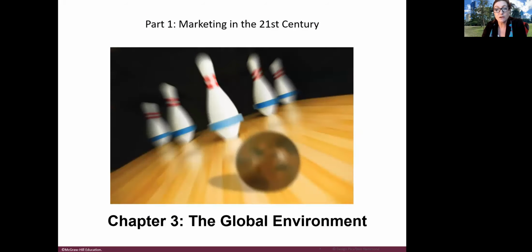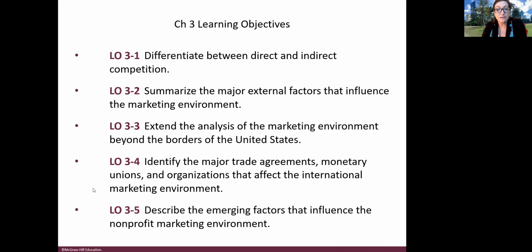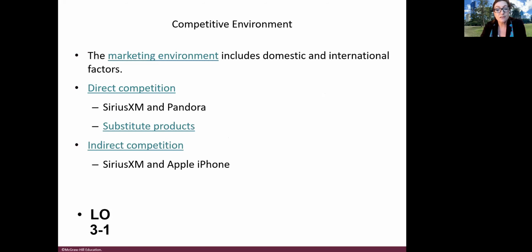Okay, let's switch gears and go to chapter 3, the global environment. 5 learning objectives here. We're going to differentiate between direct and indirect competition, like we did in the previous chapter. We're going to summarize the major external factors that influence the marketing environment. So that's the macro environment. We're going to extend the analysis of the marketing environment beyond the US domain. And we're going to identify the major trade agreements in the international marketing environment. And then we'll end with describing how marketing is just as relevant to not-for-profit organizations.